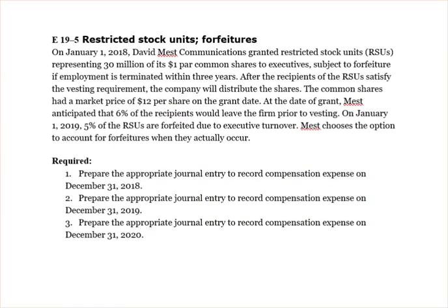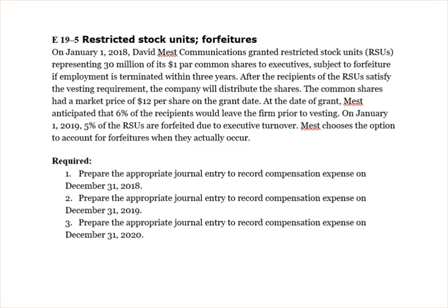Restricted stock units and forfeitures. This particular problem is very confusing. I'm not going to ask you to know a lot about it. And therefore, you could just write down in your SU8 packet the things I'm going to tell you. Here, they anticipate that 6% of the recipients are going to leave the firm prior to vesting. In your PowerPoints, we said that means you need to take 94% of whatever the value is of this restricted stock units. So instead of 100% for compensation expense, you're going to do 94%, and you're going to spread the 94% over the time period.